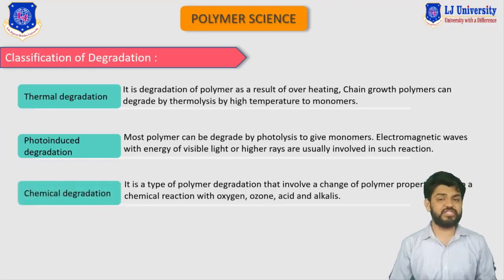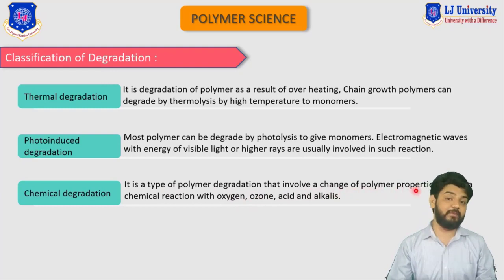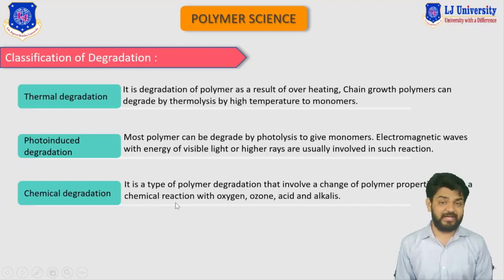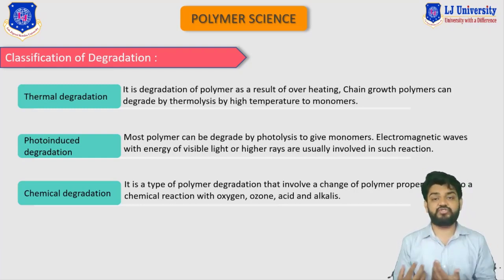Then the next classification is chemical degradation. It is the type of polymer degradation that involves a change of the polymer properties due to chemical reactions. With a chemical reaction such as oxidation, reduction, or any other type involving chemicals such as oxygen, ozone, acids, and different alkalis, the properties of the polymer are affected and it starts to degrade from its original shape. This kind of reaction is referred to as chemical degradation, in which any kind of chemical is responsible for the degradation of the polymer.